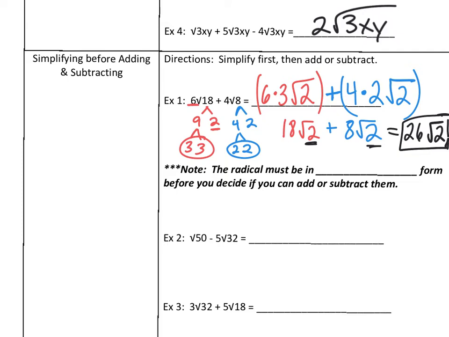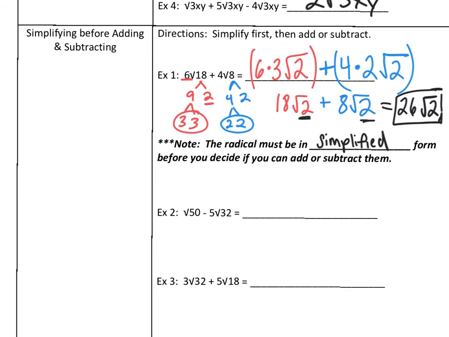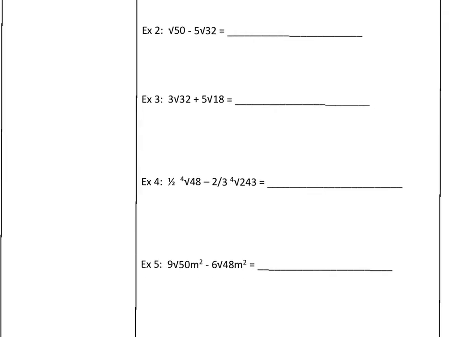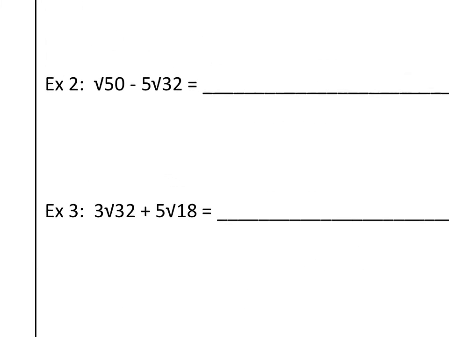Okay. The radical must be in simplified form before you can decide if you can add or subtract them. Okay, so like on that problem on the first page, how I looked at that 6 and I realized that was in simplest form. Okay, but I still tried to break it down. So make sure you at least try to break things down before you decide if they're simplified. Okay, so question 2.